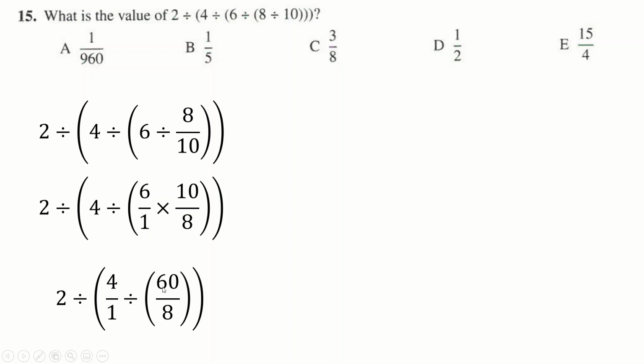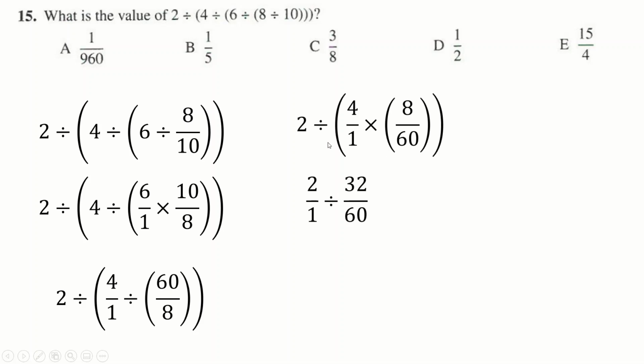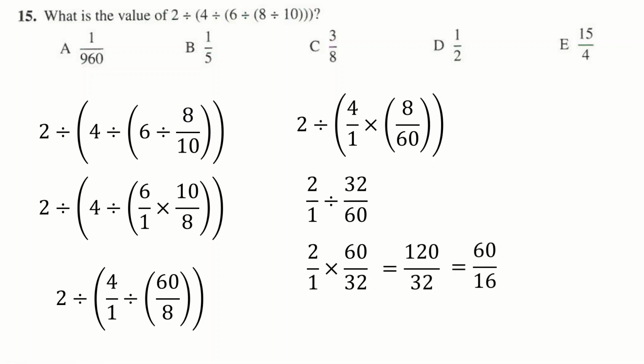So change the sign, flip this one over, times it along to get 32 over 60, and then one more time, that's a 2 over 1, change the sign, flip the fraction over, and we get 120 over 32, halve both for 60 over 16, halve again, and we get 15 over 4.